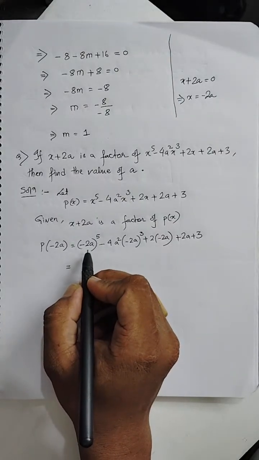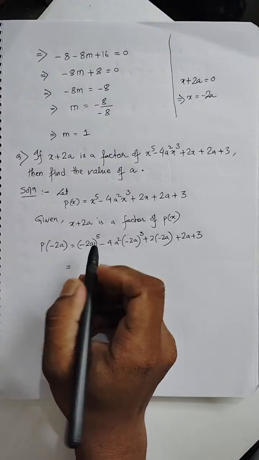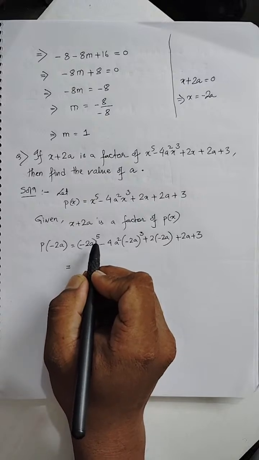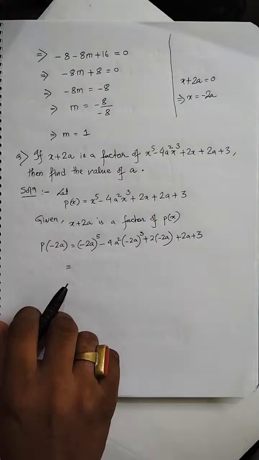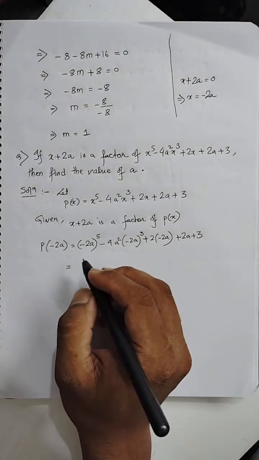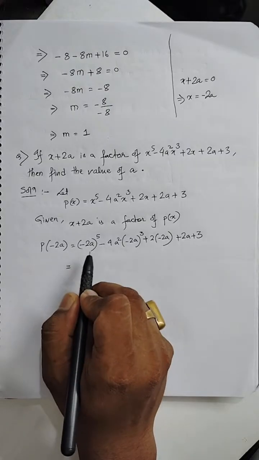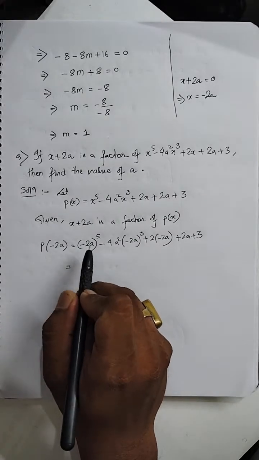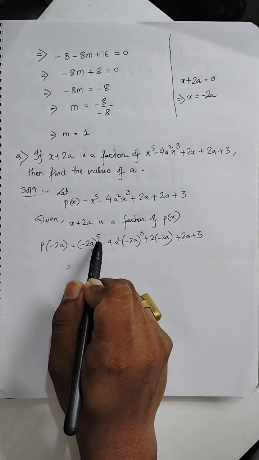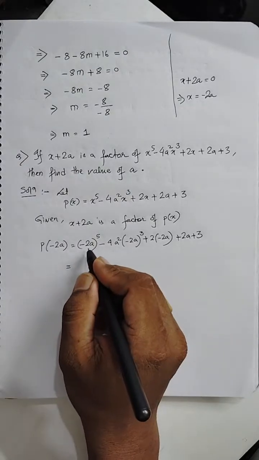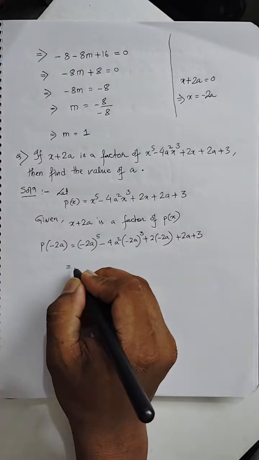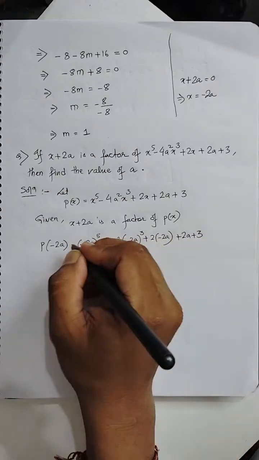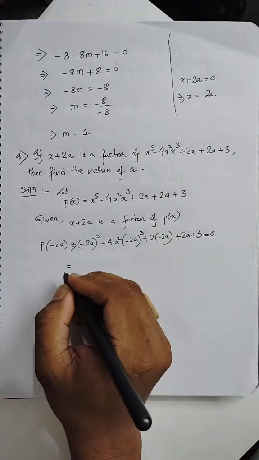Okay, so (minus 2a) raised to the power 5. So the base is negative and the exponent is an odd number. Okay, so our value will come in negative. If the base is negative and the exponent is an odd number, the value comes out negative. So (minus 2) raised to the power 5 is minus 32. Okay, so this is equal to 0.